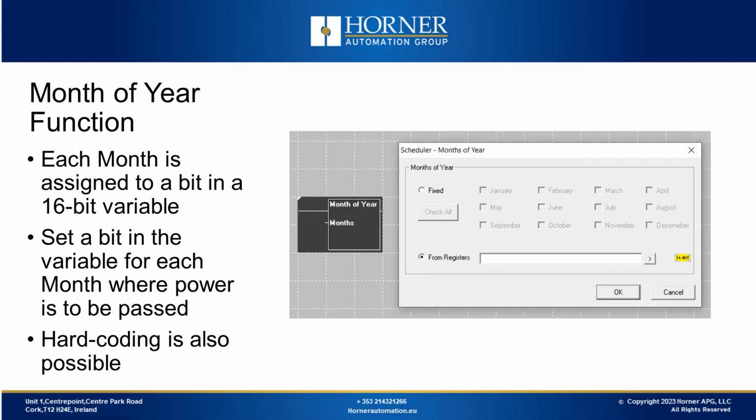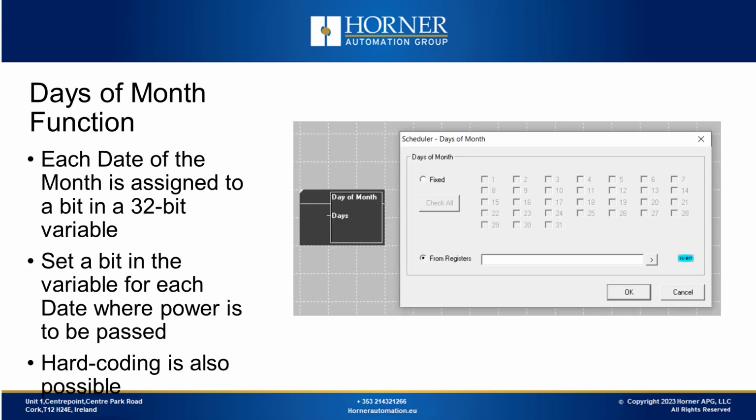Now we'll discuss the month of the year function block. Similar to the day of the week function, each month is associated with a bit in a 16-bit variable, utilizing the lower 12 bits. To enable power flow for specific months, you simply turn on the corresponding bits in the variable assigned to the function block.